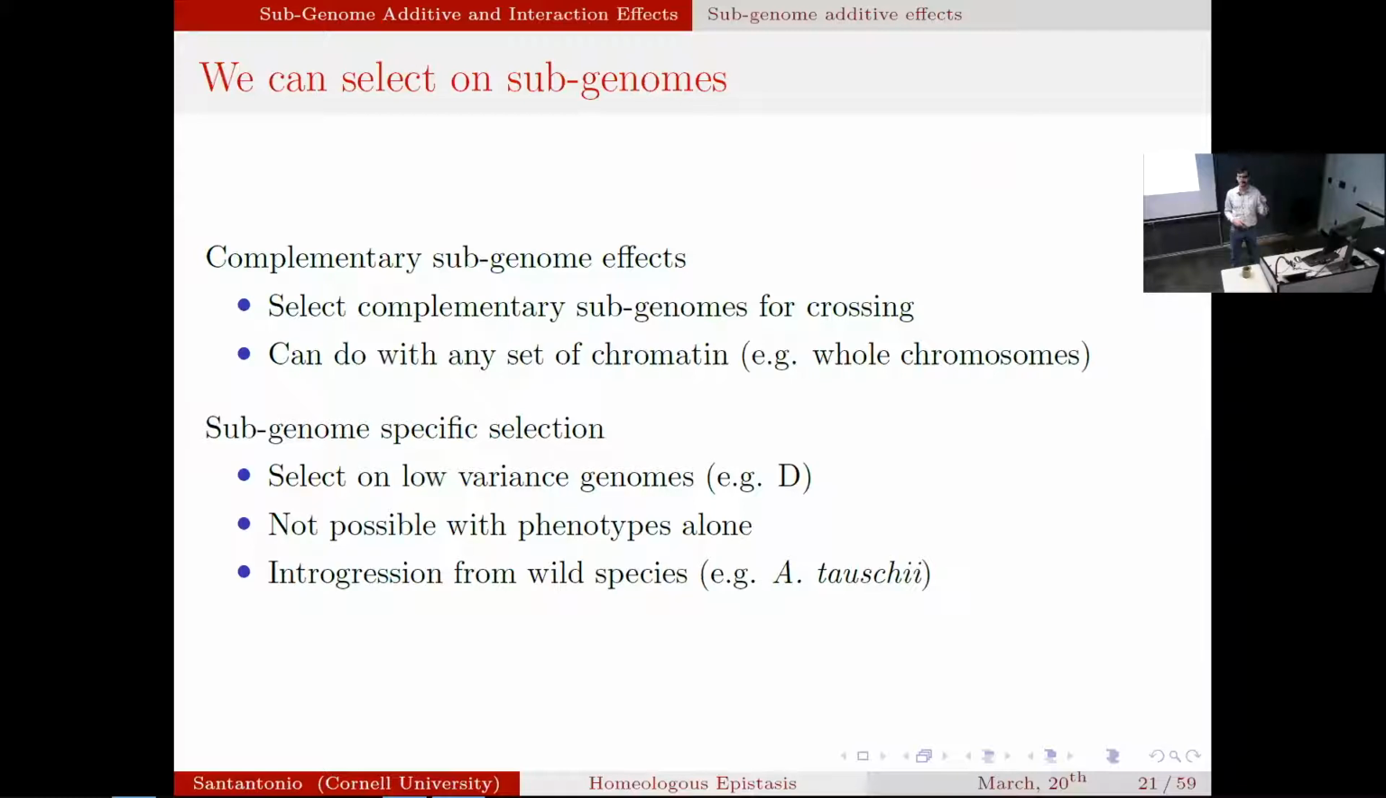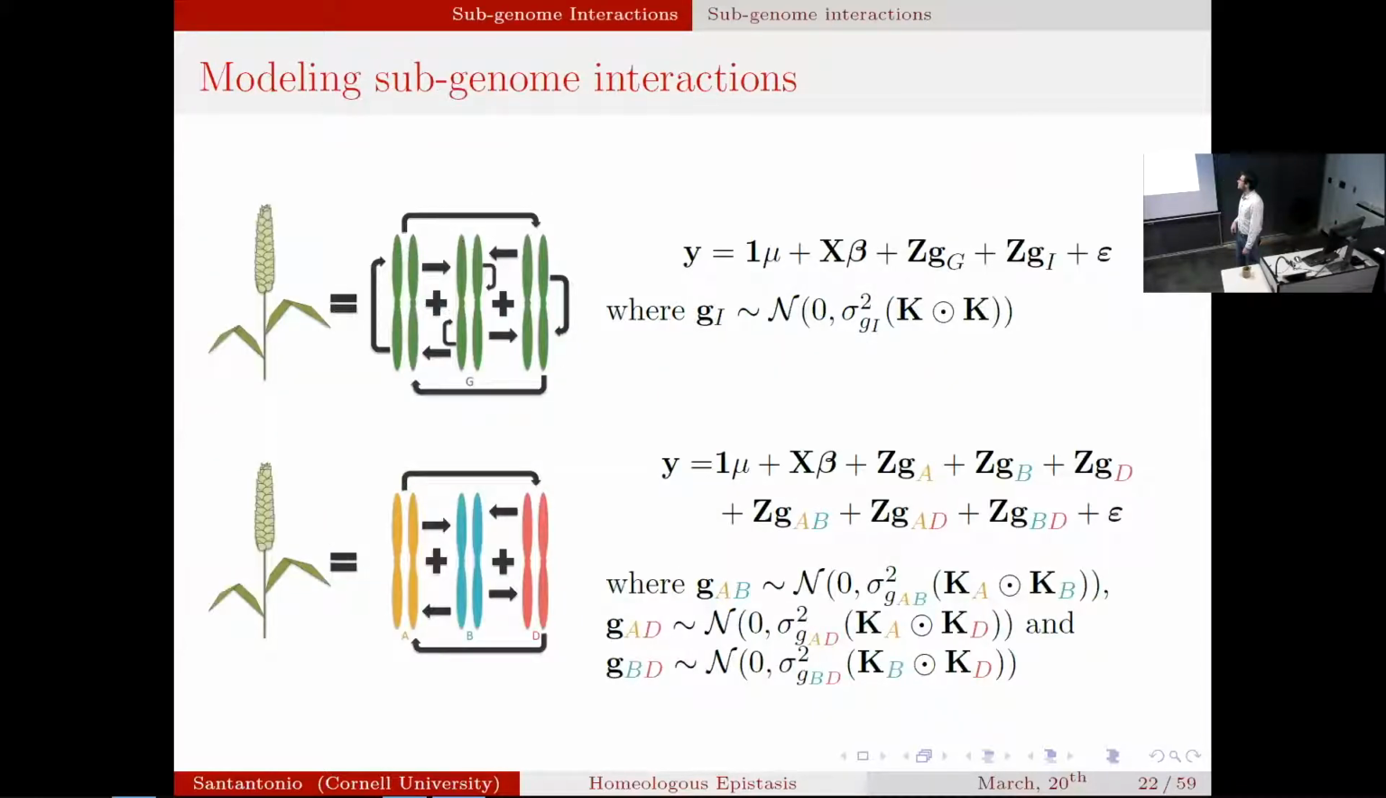And so a lot of the variation in the D genome is going to get fixed just through drift. And so you could select based just on the D genome, for example, for several rounds, after, say, introgressing from a wild species or something like that. But those were just individual subgenome effects, right? What I really care about is how are these things interacting with one another?